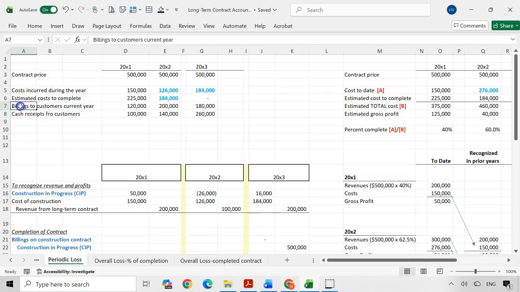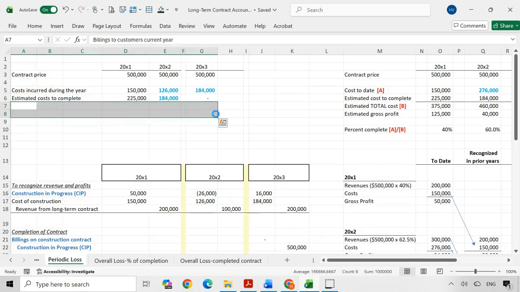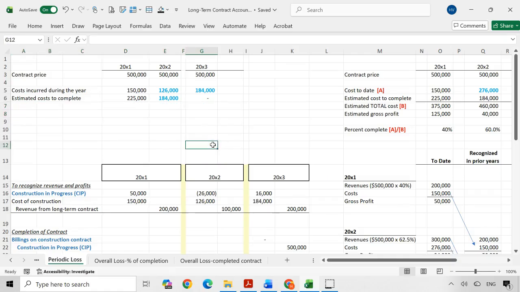I'm going to delete these last 2 items because those only affect the balance sheet journal entries, and we're focusing more on the income portion of the financials. So if you're not familiar with those entries, you can go back and look. That's video 1 where we discuss the balance sheet.